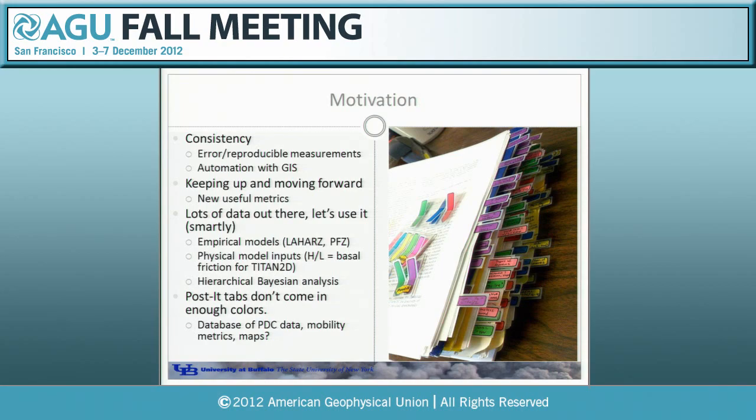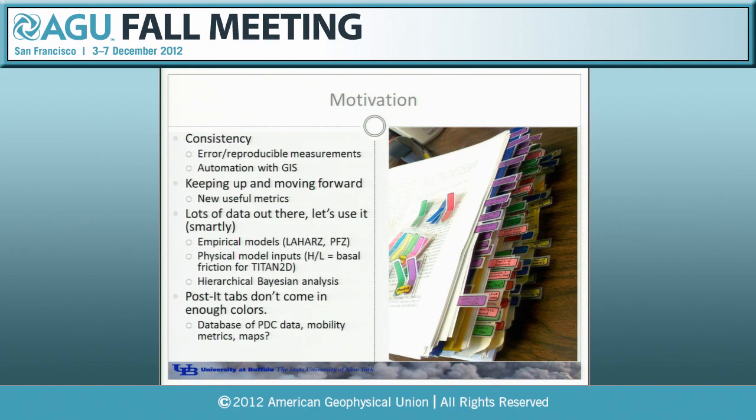There are some things you can do with automation within GIS. A lot of these metrics that we talk about come out of the debris avalanche community, and so I think there's some need to keep up and move forward, and look at some new useful metrics coming out of that community.